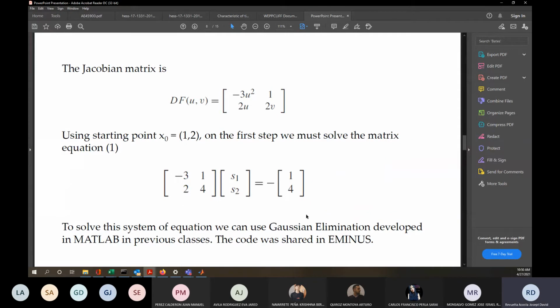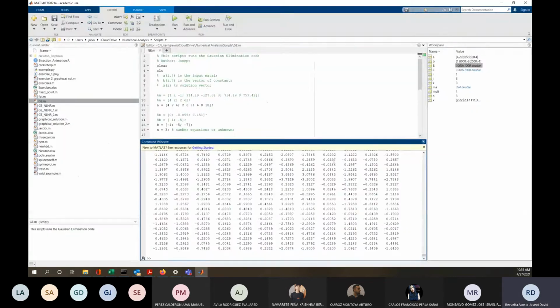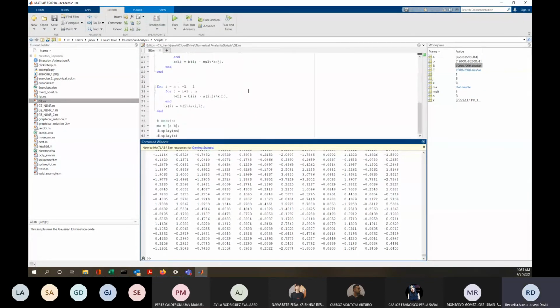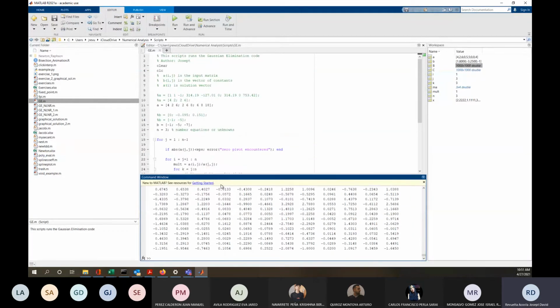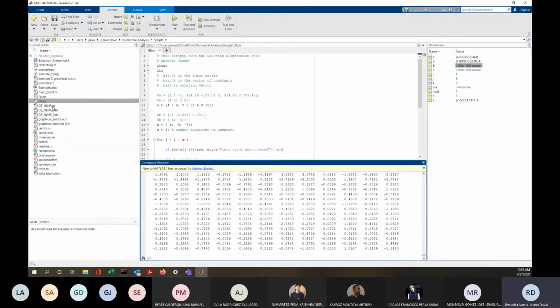And then we can actually use the code that we developed for the Gaussian elimination in Eminus, right? Sorry, that we shared in Eminus. I think I shared this in Eminus. ¿Se acuerdan el código que les puse que se llamaba G? ¿Qué es este? ¿Se acuerdan? Se los compartí. Practically, we can actually use that one, but we have to do a little bit of modifications.